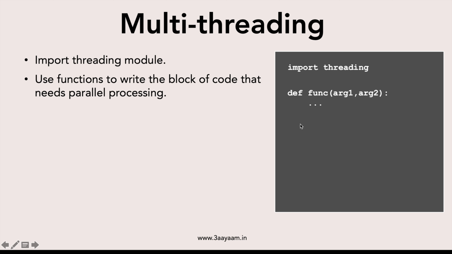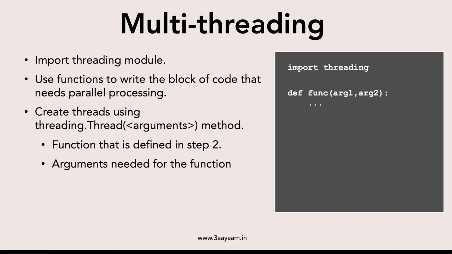So here I have defined the function, and let's say the function takes one or more arguments, in this case arg1 and arg2. Then we'll have to create threads using the threading class's Thread method. So we'll use threading.Thread and pass multiple arguments in this method. What are the arguments? First, we'll have to mention the function that we defined in step 2. Step 2 is this one, use a function to write the block of code, and the name of the function is func. Then if the function needs any arguments, we'll have to pass those arguments also.